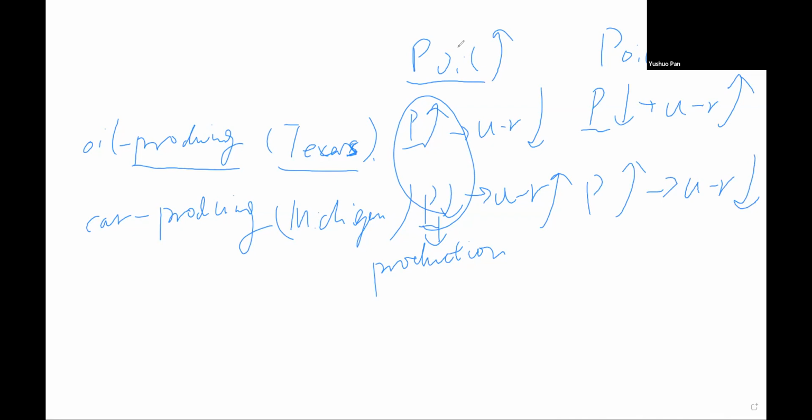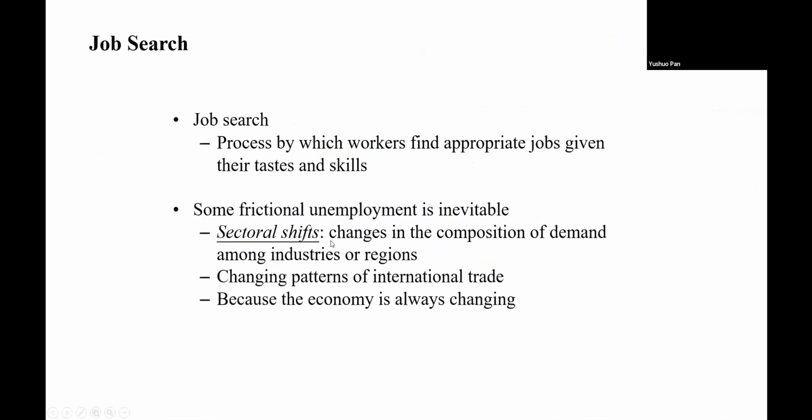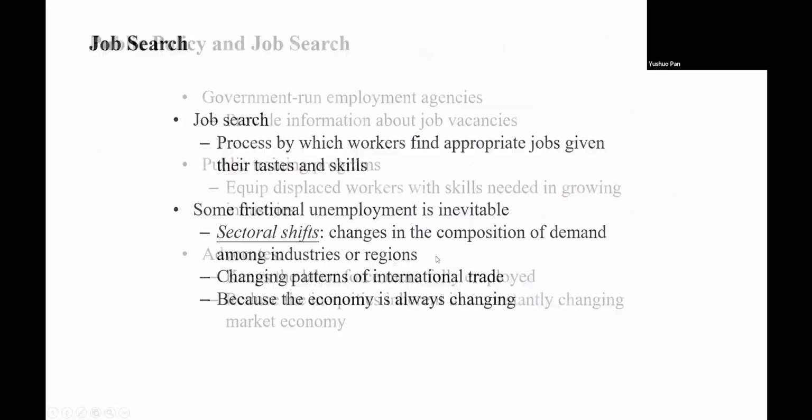So according to this example, we can understand that when the market or the economy in some area or some country changes, the production will change and the unemployment rate will change as well. And that explains the sectoral shifts, change in the composition of demand among industries or regions.